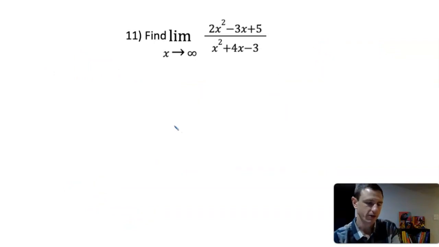Next one's a little bit different. We are taking the limits as x goes towards infinity this time. So we're not just plugging in some value of 3 or 4 or 5 or 6 or 100. We are going out to infinity. So how do we do that?